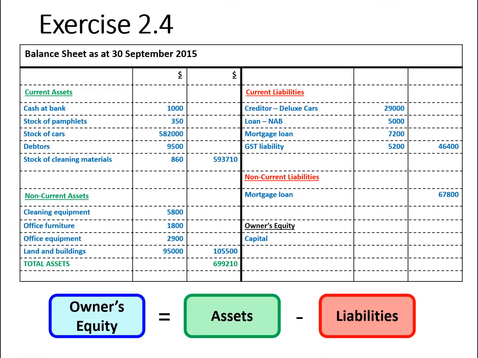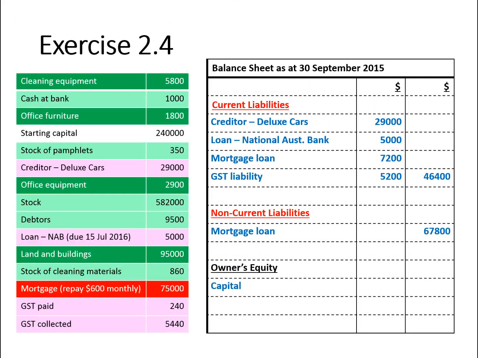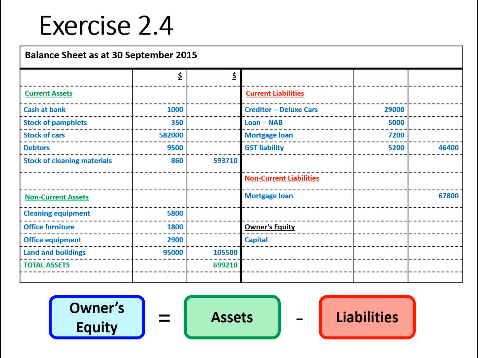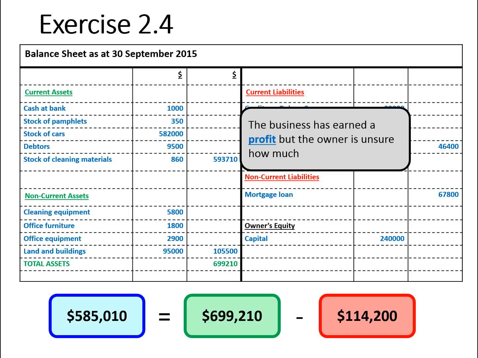We're told that, looking at the numbers here, starting capital is $240,000. We've got a bit of a problem here. If we add up our assets, we've got $699,200. Liabilities, we've got $114,200. Well, that leaves us with total owner's equity of $585,010. Yet we're told that owner's equity or capital is $240,000. So what's the difference here? Well, it relates to this last piece of additional information, which is the business has earned a profit, but the owner is unsure how much.